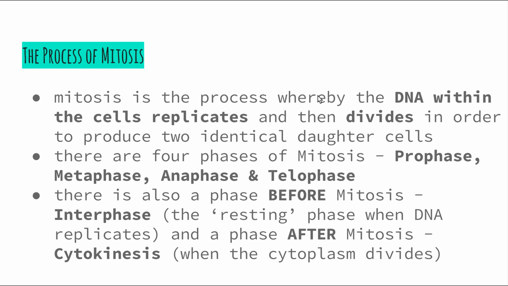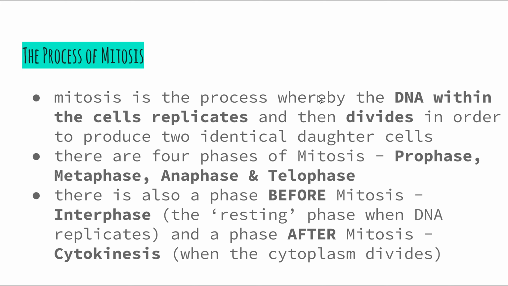So mitosis is the process whereby the DNA within the cell replicates, so becomes twice as much, and then divides to return back to the original number in order to produce two identical daughter cells. So the cell that we start with is known as the parent cell, and the two daughter cells that are created are identical to each other and also identical to the parent cell. So we have no variation taking place here, just one cell making two cells, then two cells making four cells, all the same.